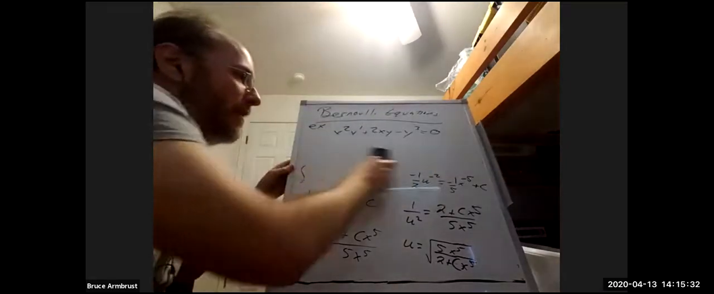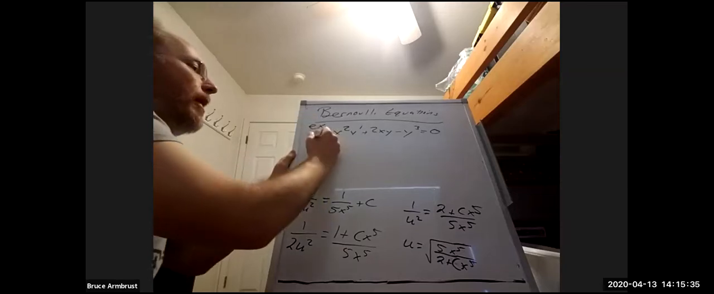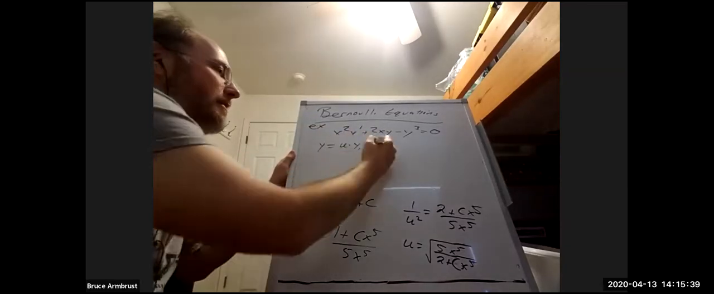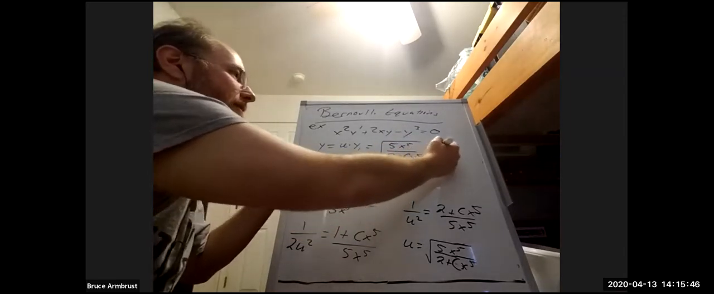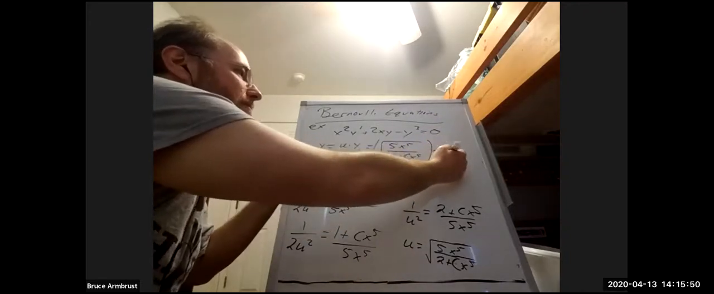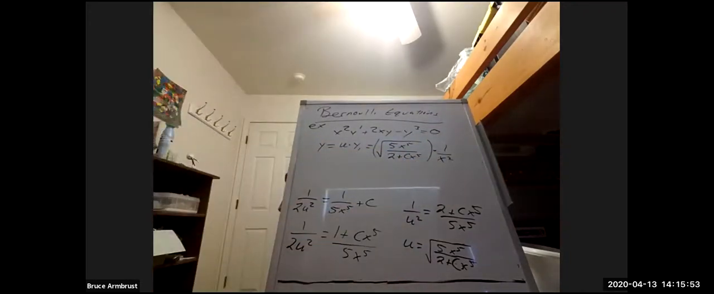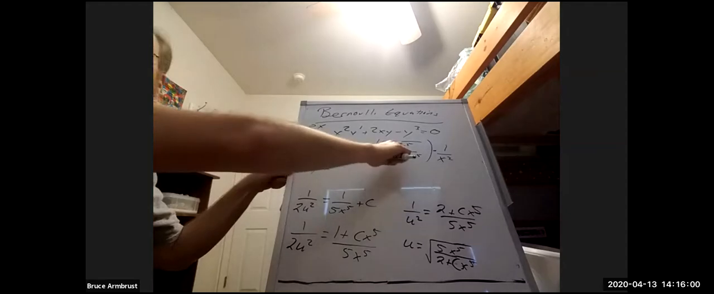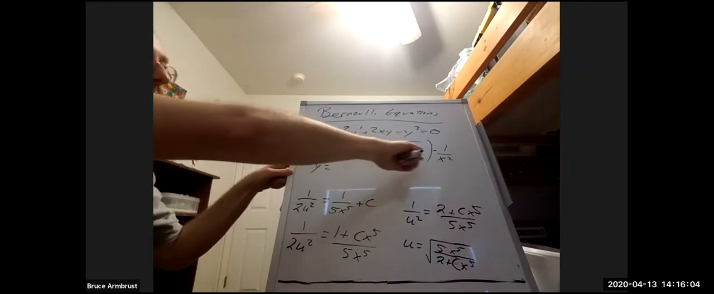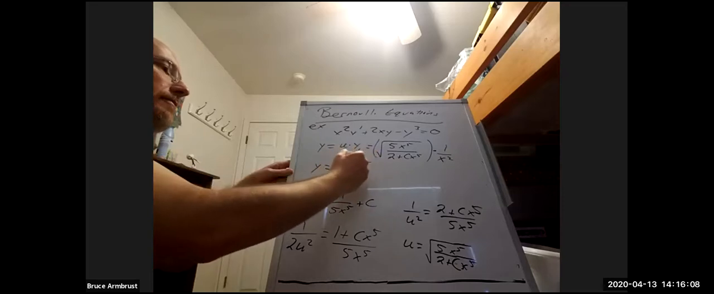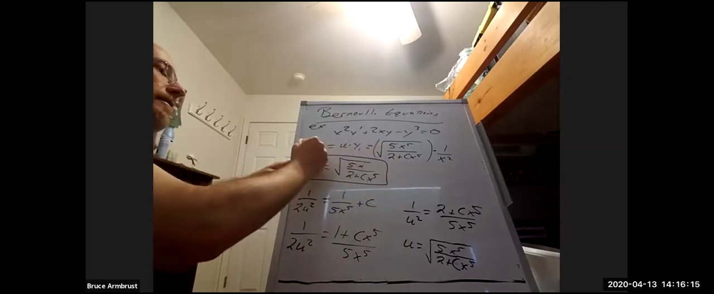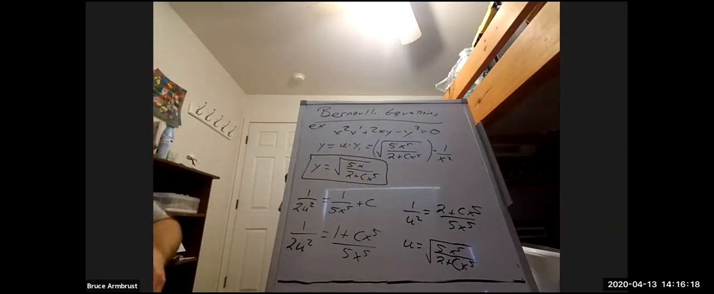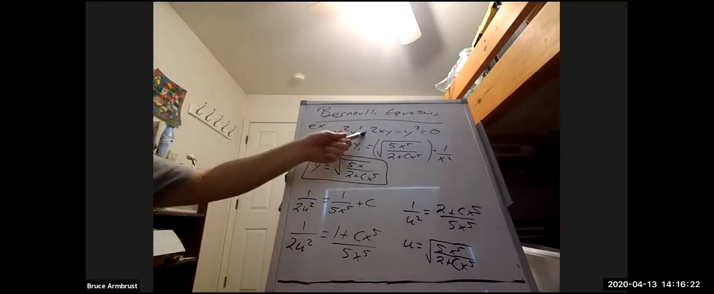Well, y1 was 1 over x squared. So what we're going to get, remember, y is equal to u times y1. So that's going to be the root of 5x to the 5th over 2 plus cx to the 5th. And we need to multiply that by 1 over x squared. I am going to simplify this just a little bit, because that x to the 5th, I can pull out an x squared that cancels with that x squared. So we get the root of 5x over 2 plus cx to the 5th. And that, my friends, is the solution to this differential equation.